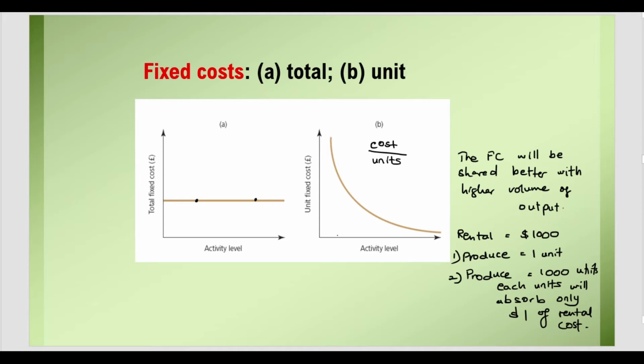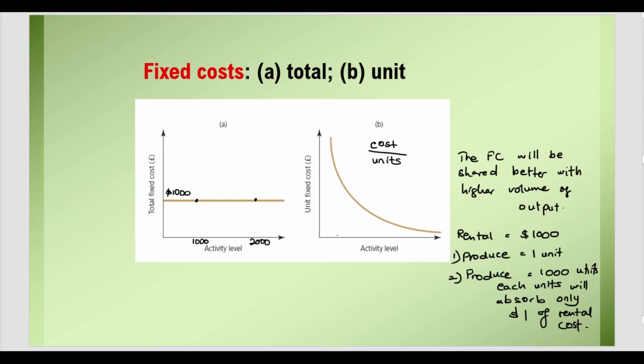Look at the first graph under A. Let's say you are producing at 1,000 units and 2,000 units. The rental cost is maintained at $1,000. So this graph shows that despite any activity level of output being produced, the fixed costs remain the same or constant.